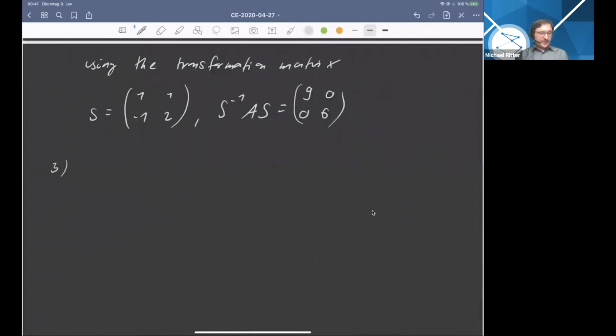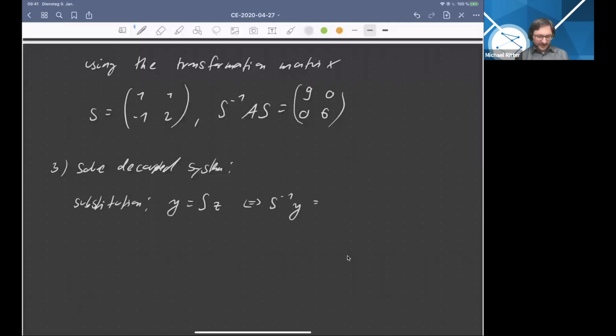So step 3, we can now transform our system so that we get a diagonal system, a decoupled system, that we could then solve and transform the solutions back. So the idea here is to solve the transformed system, the decoupled system. And we do that by using a substitution. And that substitution is we'll introduce a new function z that is related to y through y equals S times z. Or in other words, S is invertible, so we could also write S to the minus 1 y equals z.